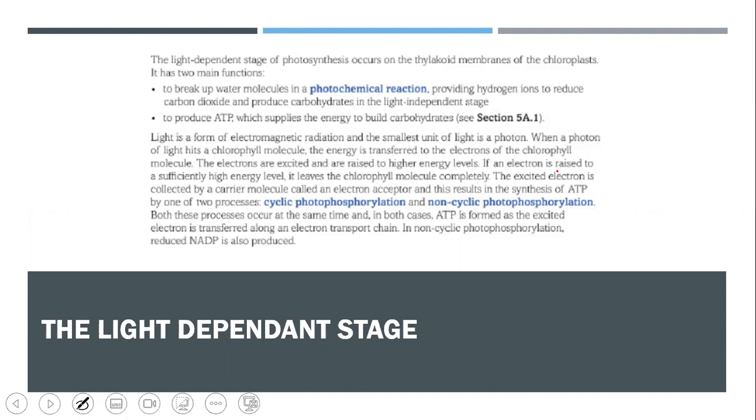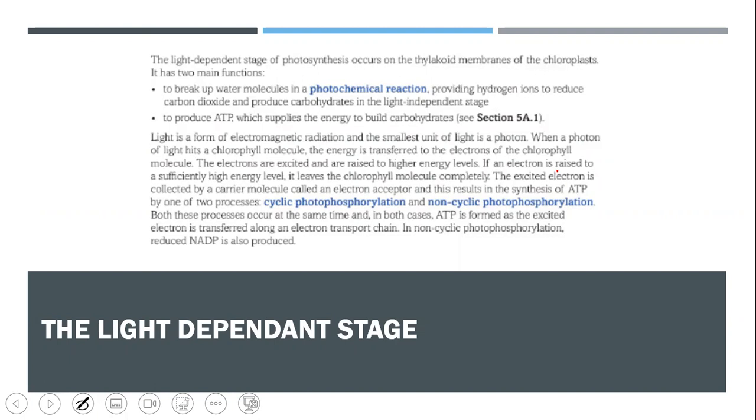Now, what happens is that when this unit of energy hits our chlorophyll molecule, inside our chlorophyll molecule we have electrons, because everything is made up of atoms, right? And inside our atoms, we have electrons. So when it hits the chlorophyll molecule, the energy is transferred to the electrons of the chlorophyll molecule. What happens? This is a little bit of physics. The electrons in the chlorophyll molecule gain energy.